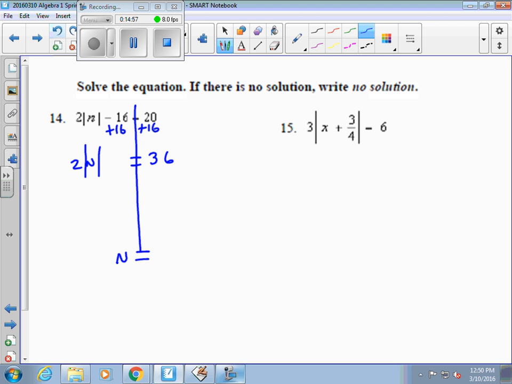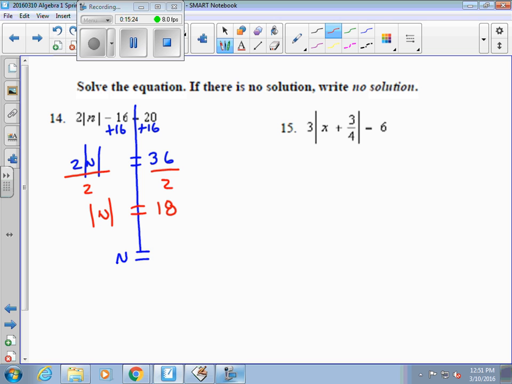That says 2 times the absolute value of n. Again, 2 times something, multiplication is undone next. Divide by 2. You divide the left, divide the right. Now you have just the absolute value of n, which is equal to 36 divided by 2, which is 18. Now, we have our absolute value isolated. That's what we were trying to do. This is talking about the distance of n is 18.